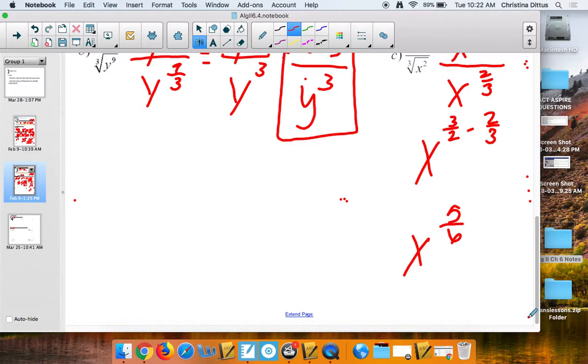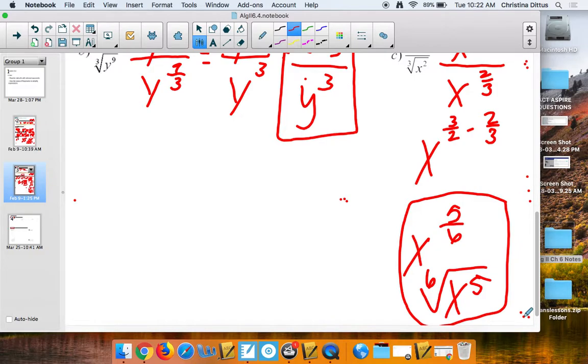If I wanted to turn it back into radical form, what would that look like? A lot of work. Can I pull anything out of x to the 5th, 6th root? No. Either one of these would work. I always go here to check to make sure if I can pull anything out. Okay. Questions?